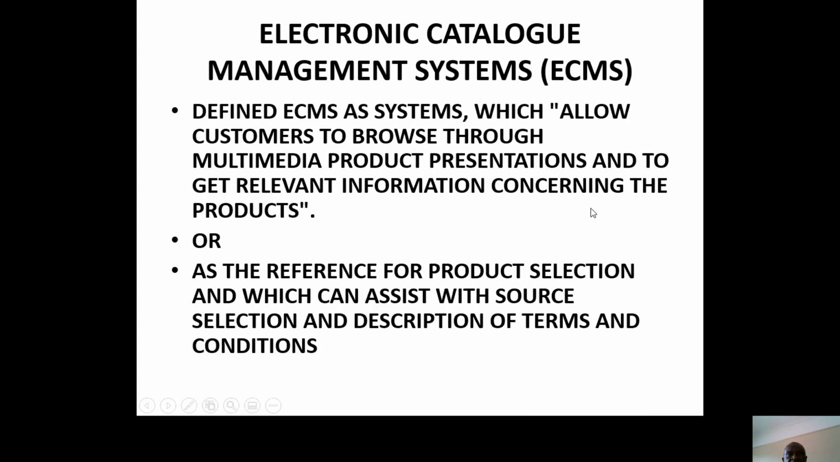Okay? An Electronic Catalogue Management System is a system which allows customers to browse through your multimedia product presentations and to get relevant information concerning the product, going through your catalogs. Right. This is no longer paper-based, but computer-based. It's electronized. You have recognized all these billboards which you see every day on our roads. It's now in the computer.